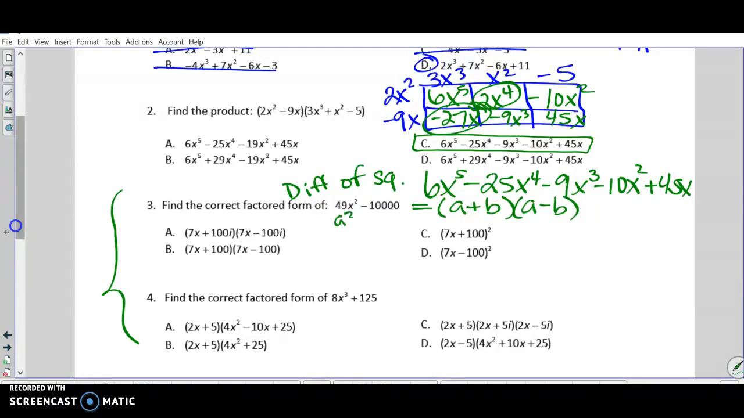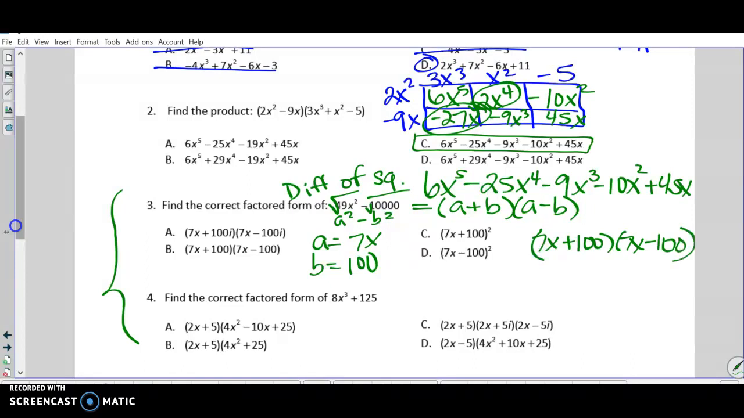If I'm given a squared minus b squared, the only way to find a and b is to take the square roots. So the square root of the first term would be 7x. The square root of 10,000 would be 100. So now I'm just plugging it in. So my answer should be 7x plus 100, 7x minus 100. So that would be B. A does not work because it's got the i's in there. That would only be the answer if that was a sum of squares.